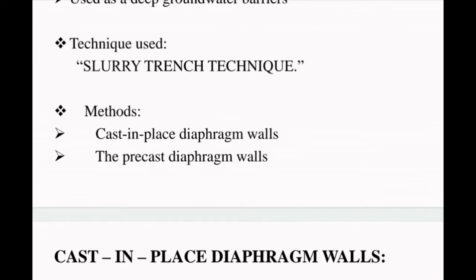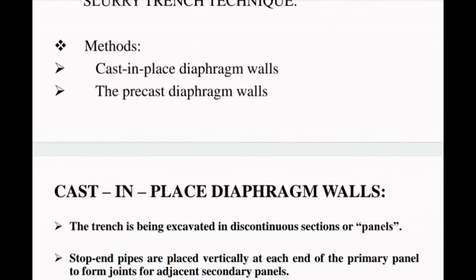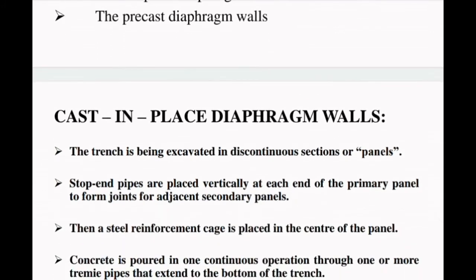From the name itself we know, the precast diaphragm walls means it will be cast before the construction process, which means it will be fabricated in the industry and then erected. And cast in place diaphragm walls will be constructed on the site. First we are going to see about the cast in place diaphragm wall.